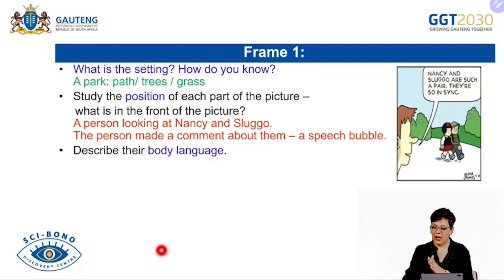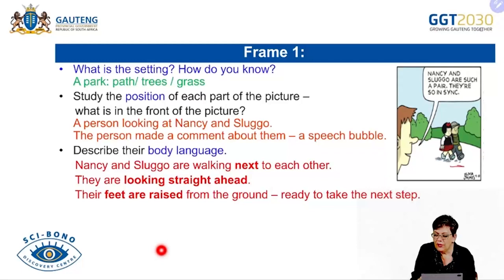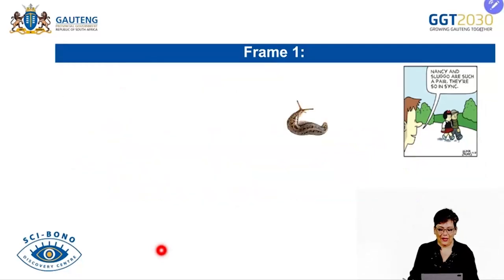So let's talk about their body language. Now, in this frame, we can see they're walking next to each other. They are looking straight ahead. They're not looking at the person. And if you look closely, their little feet are raised from the ground, ready to take the next step. Can you see what I'm doing? I'm literally writing down every single bit of information I see.